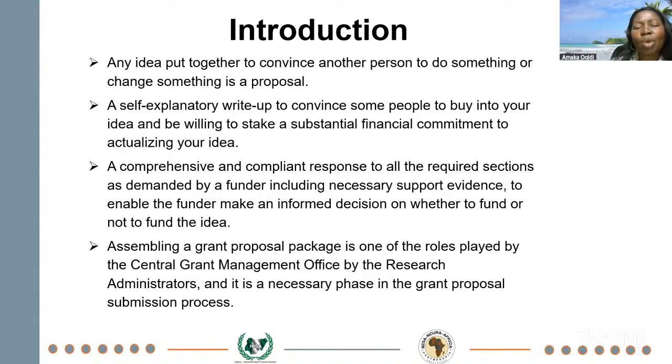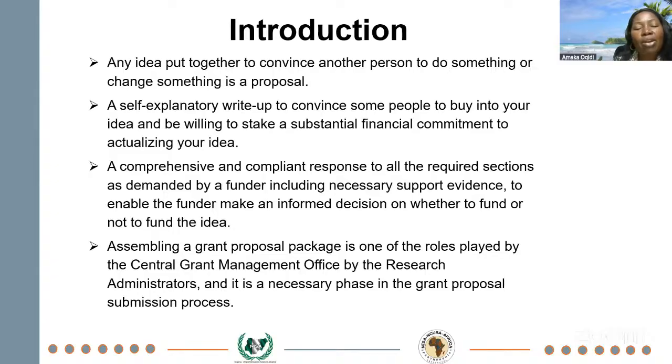But in this case, you are looking at a self-explanatory write-up to convince some people to actually buy into your idea to the level that they are ready to give in some financial commitments to allow you actualize that idea. Get out the input you said you are going to get.